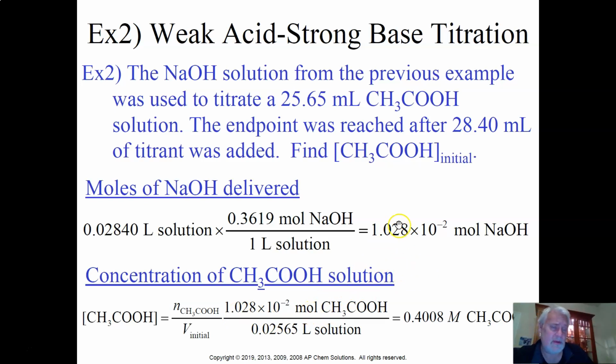So notice you can do this with strong acid, strong base, and weak acid, strong base. It works the same way. Okay? So here, there's your volume, divide it out, and that's your concentration of your unknown acetic acid. This might be the type of lab that we do for next week. For those of you that are going to be doing your lab next week.